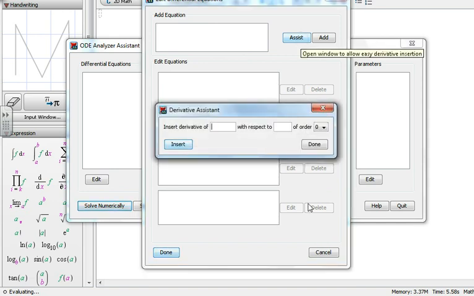Okay, so this is number 6. I want x with respect to t, the first derivative, and x with respect to t, the 0th derivative, and then I want y with respect to t.